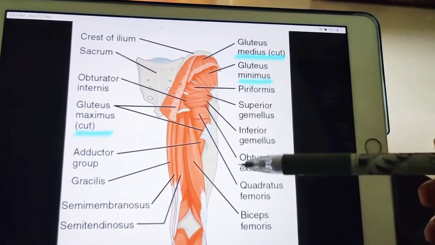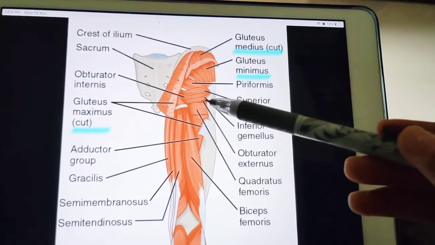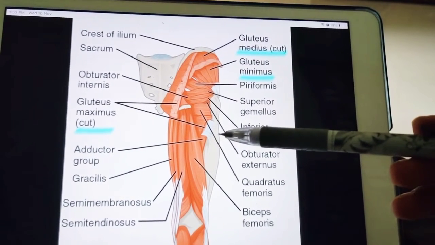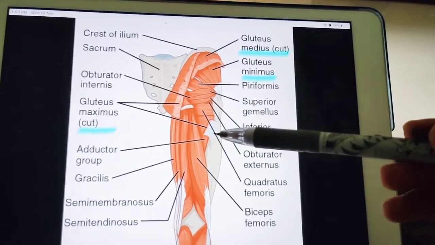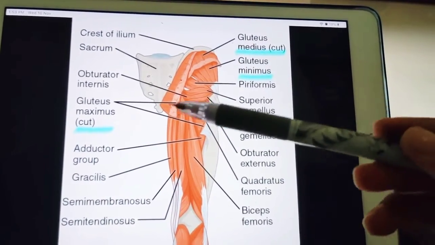And you have the obturator externus muscle here, this one. Okay, and we also have the quadratus femoris muscle, this one. So all these muscles are the muscles of the gluteal region.